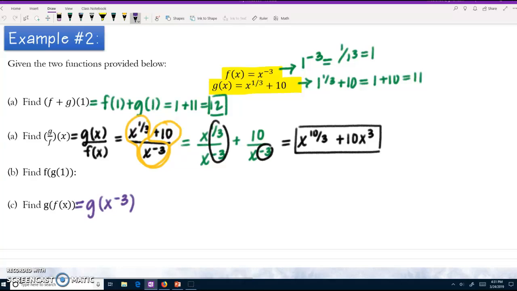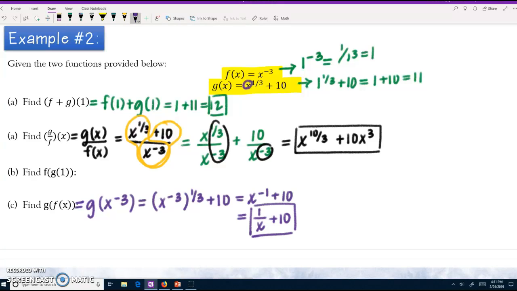And so if we slowly replace the x here with x to the negative 3, this will become x to the negative 3rd to the 1/3 power plus 10. And that is going to be the same thing because these are exponents, so I can multiply and distribute. That would instead be x to the negative 1st plus 10. And I can rewrite that as 1 over x plus 10. And that's my final answer there.